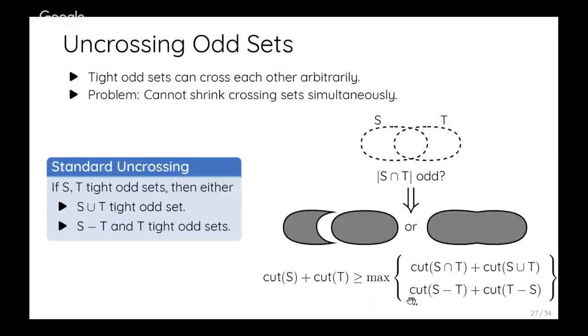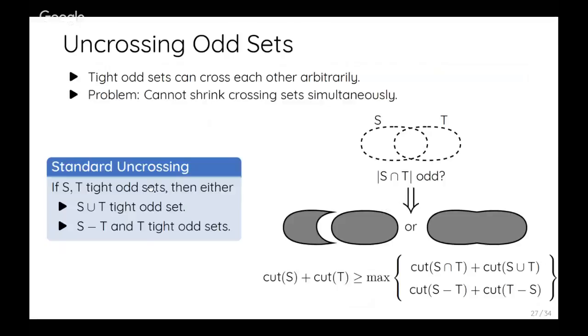The same standard argument applies in the other case when S intersection T is even. You can consider S minus T and T minus S, and both of them are going to be tight odd cuts. Notice that in this picture, I haven't drawn S intersection T in this case, or T minus S in this case. The reason I haven't drawn those is that they are subsets of these larger sets, right? T minus S is a subset of T, and S intersection T is a subset of S union T. At the end of the day, I want to shrink sets, so sets that are contained inside other sets automatically get shrunk at the same time. So I'm only tracking the high level sets.